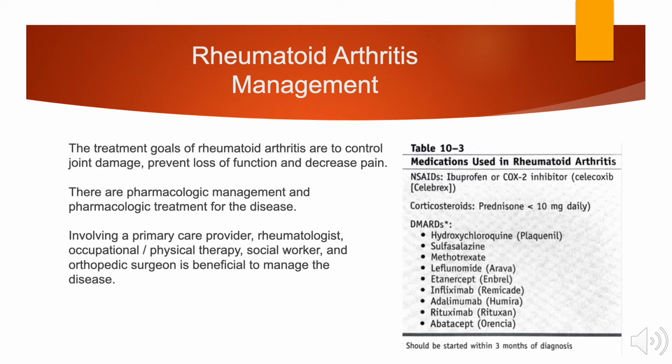These drugs should be started within 3 months of diagnosis to prevent joint damage. If untreated, about 20 to 30% of patients with RA become permanently work disabled within 3 years of diagnosis. Because of this, care should be initiated early, involving a primary care provider, rheumatologist, occupational or physical therapy, social worker, and an orthopedic surgeon.